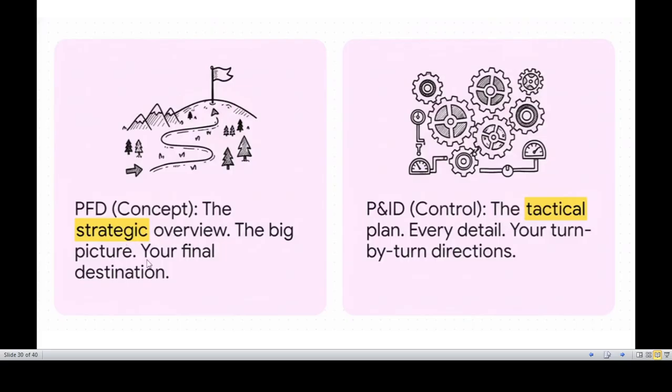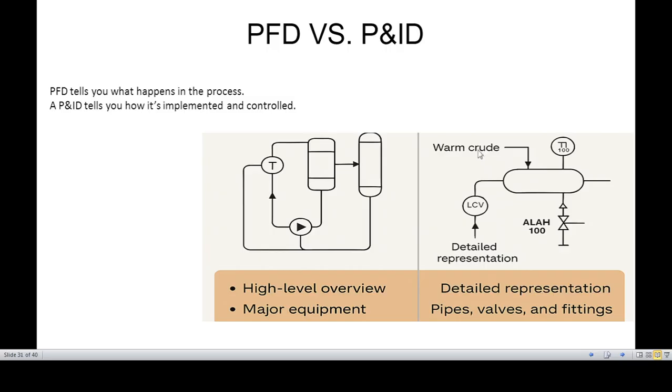PFD: concept, the strategic overview, the big picture, your final destination. P&ID: control, the tactical plan, every detail, your turn-by-turn directions. All of the details are mentioned in the P&ID. PFD tells you what happens in the process. P&ID tells you how it is implemented and how it is controlled.